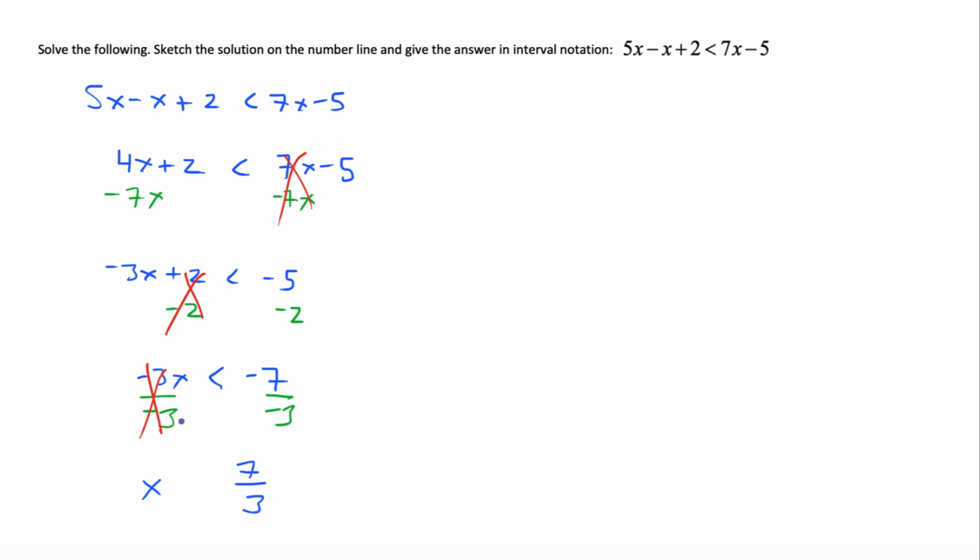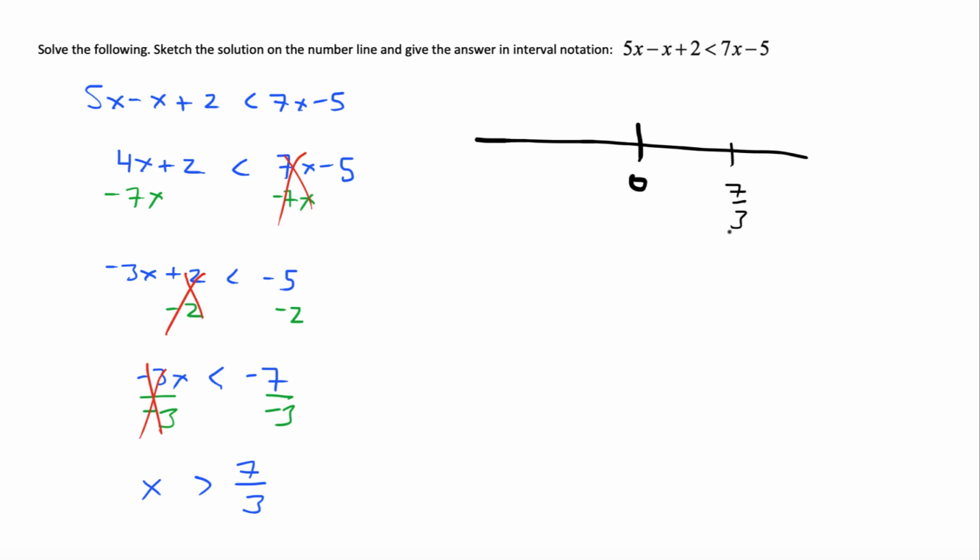But because we divided both sides by the negative, and whenever we do that, we have to switch the direction of the inequality. So we get x greater than 7/3. So if we draw the number line, I'll put 0 here for reference. And this is a positive 7/3. So let me put the 7/3 there.